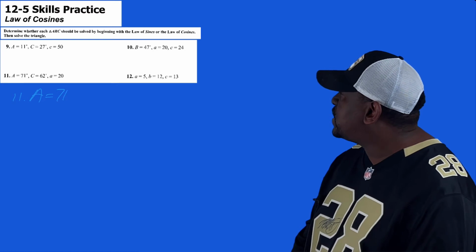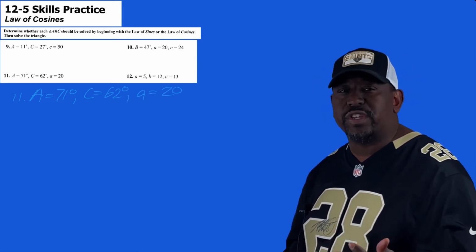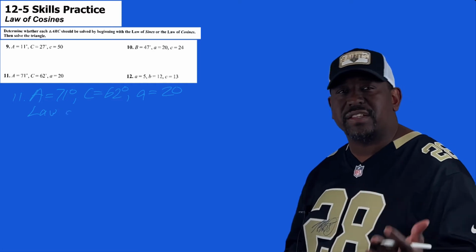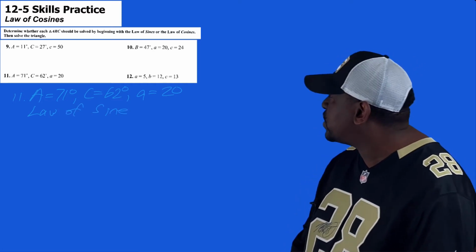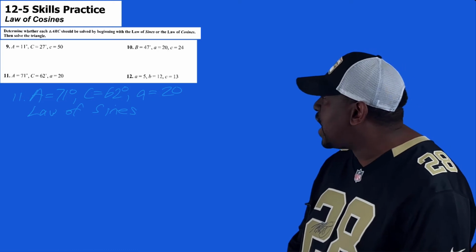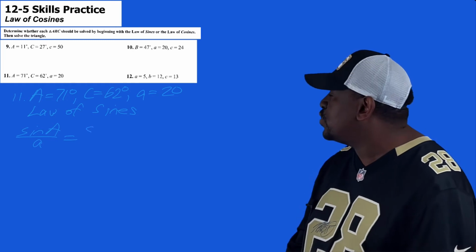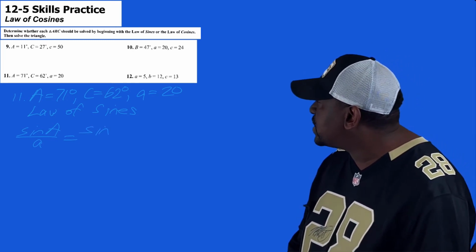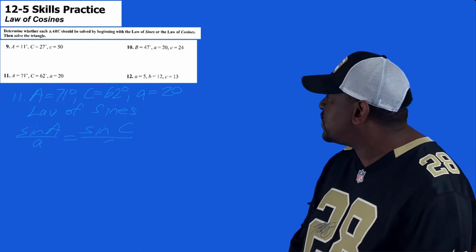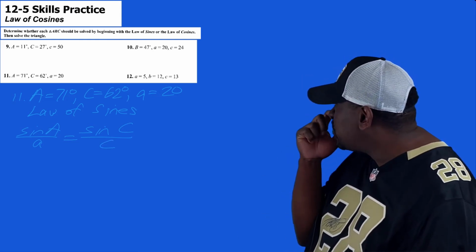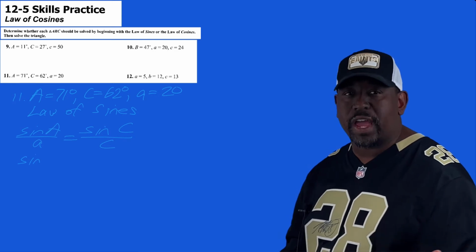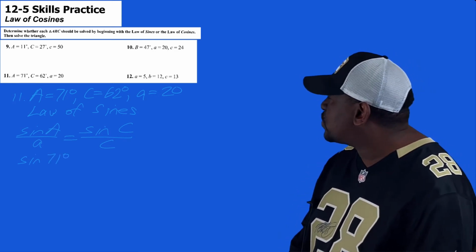So now we're doing a problem that says determine whether triangle ABC should be solved by beginning with the law of sines or law of cosines, and then solve the triangle. So this is where you get to use the given information and your understanding of the law of sines and cosines to see which one's better. In this problem, you want to use the law of sines because you're given angle A and side A together, so you know you can use that proportion to find the missing sides and angles that aren't given. And since we're given angle C, we can find side C right away by using the law of sines. And so that's what we're doing here.